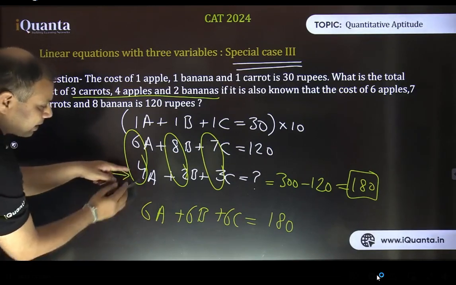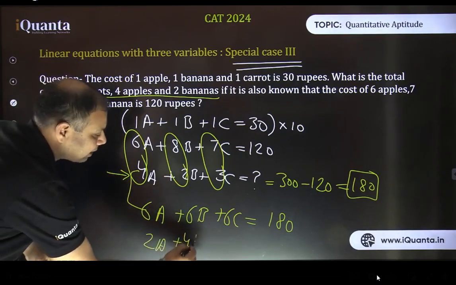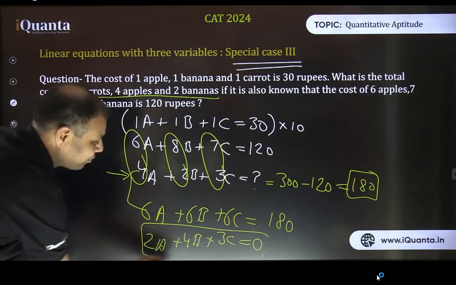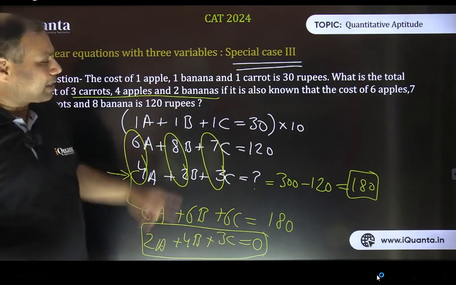If I take the extra articles, it is 2a that is extra. And here 6b and 2b, so we are having 4b extra. And here 6c and 3c, so we are having 3c extra. So their price must be equal to 0. That is the incompatibility with the story. That's why I said the story is incompatible, but with the equation part it is fine.